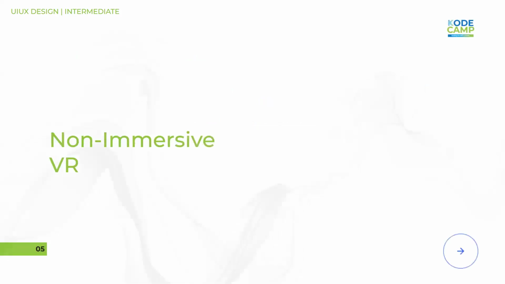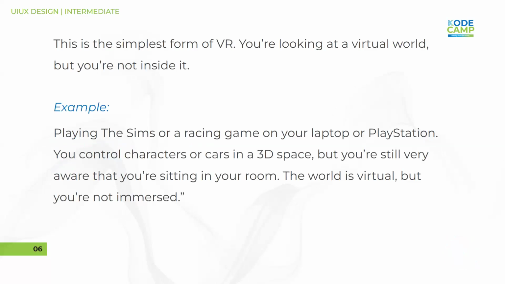If we see here, we have non-immersive VR. This is the simplest form of VR. You're looking at a virtual world, but you are not inside it. Imagine playing The Sims or a racing game on your laptop or PlayStation. You control the character or car in a 3D space, but you are still very aware that you are sitting in your room. This is what we mean by non-immersive VR.